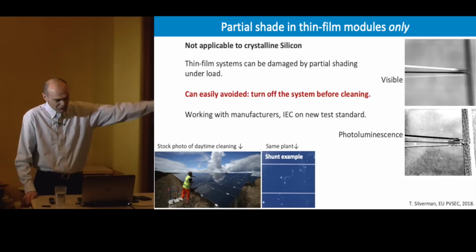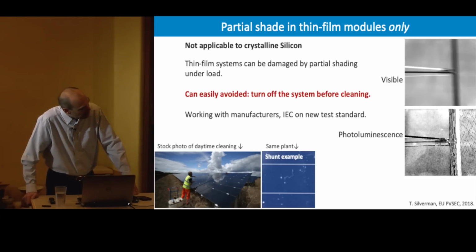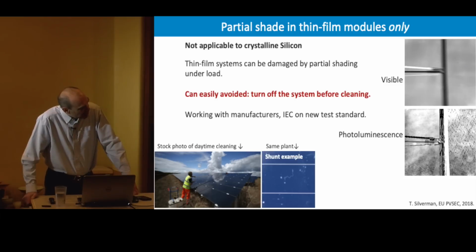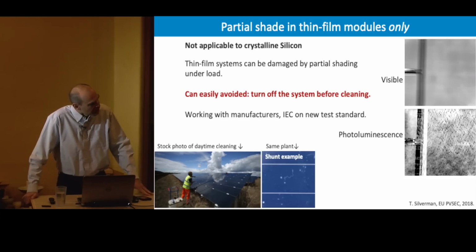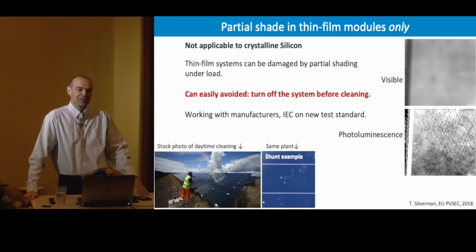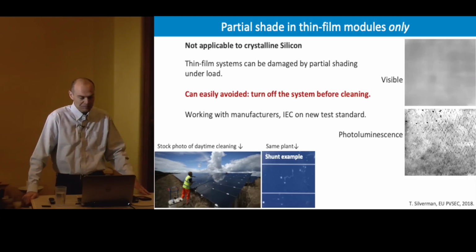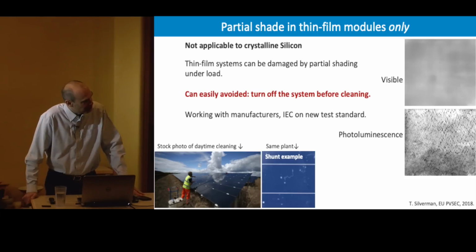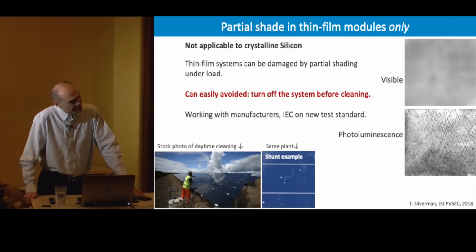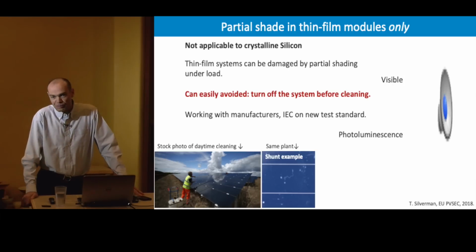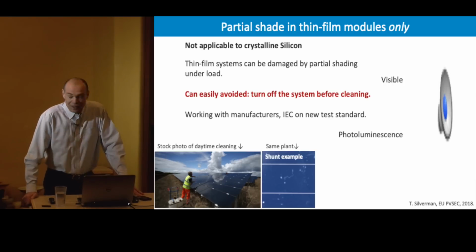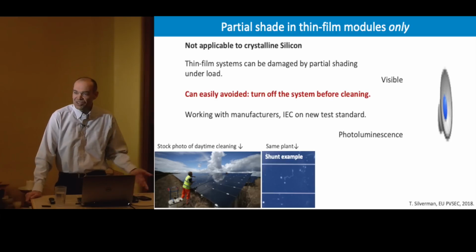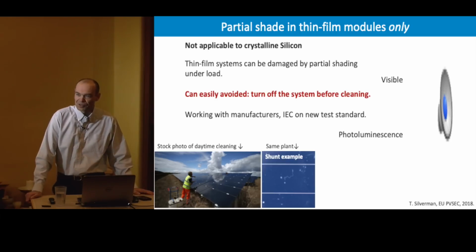It's just a shade. What I'm showing in this video here, on top is the visible image, and on the bottom is the photoluminescent image, so it's near infrared. Every dark spot is where the module doesn't produce anymore. And you can see how essentially instantly you create damage, and that damage is permanent. But it's an easy fix. All you have to do is turn off the system and you won't damage it.